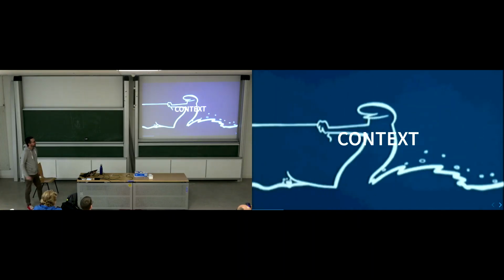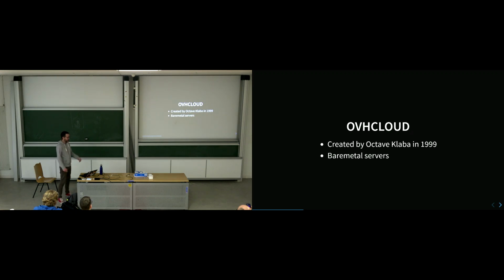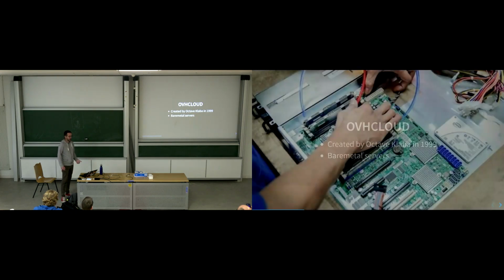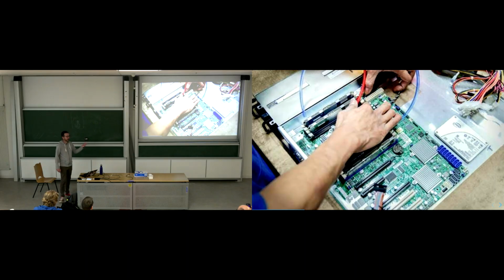First, the context. OVH Cloud is a company created by Octave Klaba. For people who were there on Friday, Octave was on stage to talk a little bit about the project he is currently working on. He created the company 26 years ago. It started with bare metal servers, like this, so it's pretty much a pizza box inside the box.